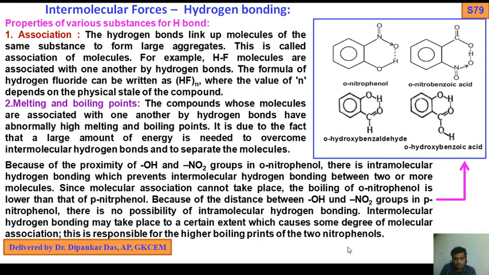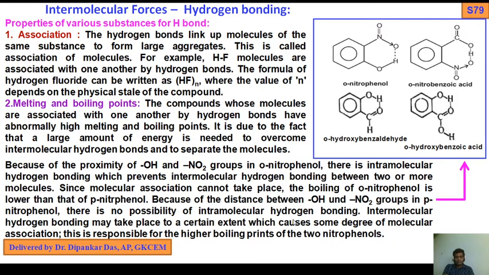Okay, so since the molecular association cannot take place, the boiling point of orthonitrophenol is lower than that of paranitrophenol, because of the distance between the OH and NO2 groups. In paranitrophenol, there is no possibility of intramolecular hydrogen bonding.